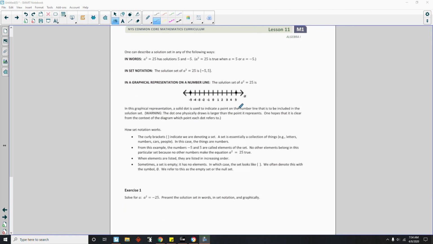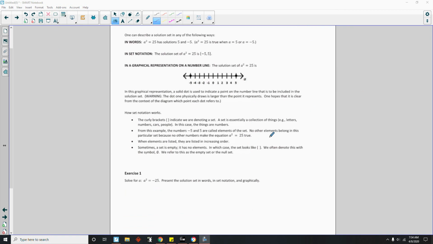Okay, page 3 brings us to a little bit of information we need to go through, and it says one can describe a solution set in any of the following ways. In words, you could say a squared equals 25 has solutions 5 and negative 5. A squared equals 25 is true when a equals 5 or a equals negative 5. In set notation, the solution set of a squared equals 25 is {-5, 5}.